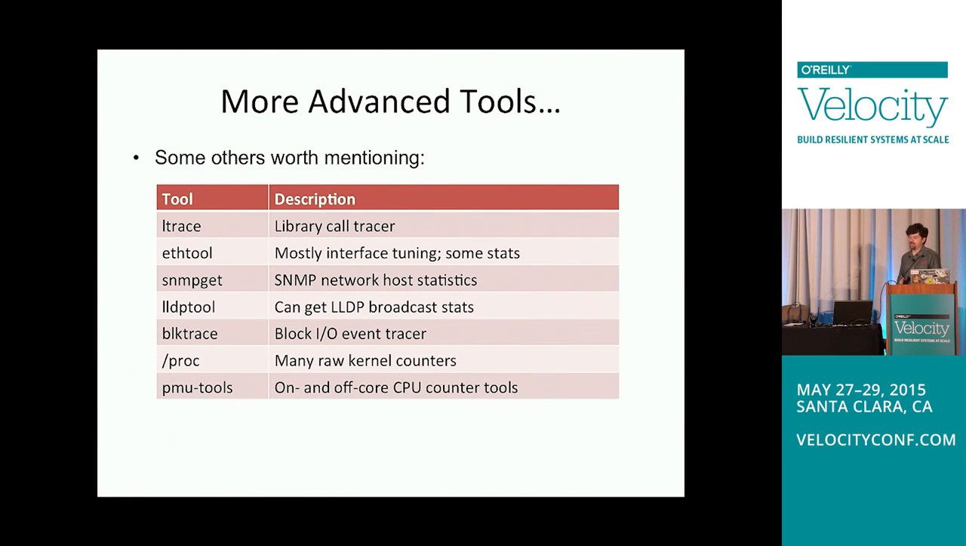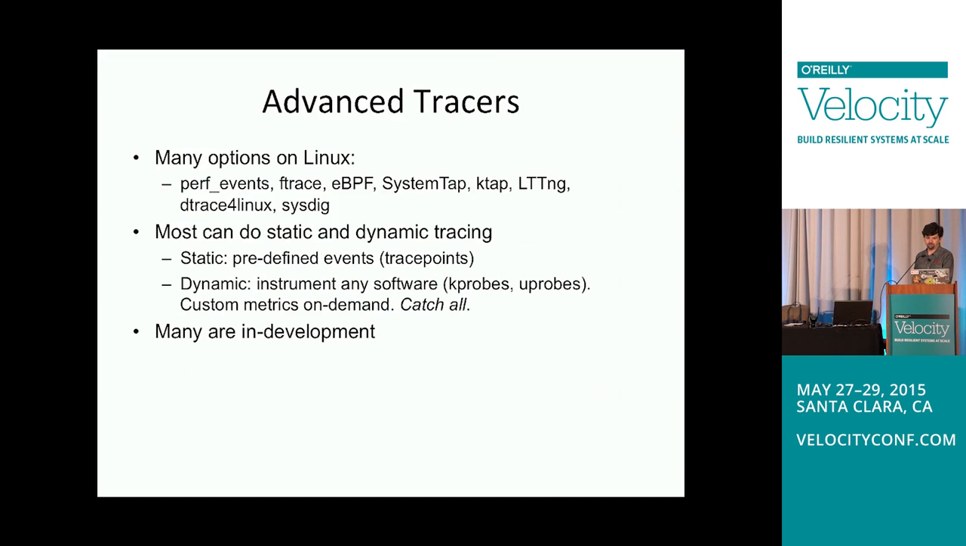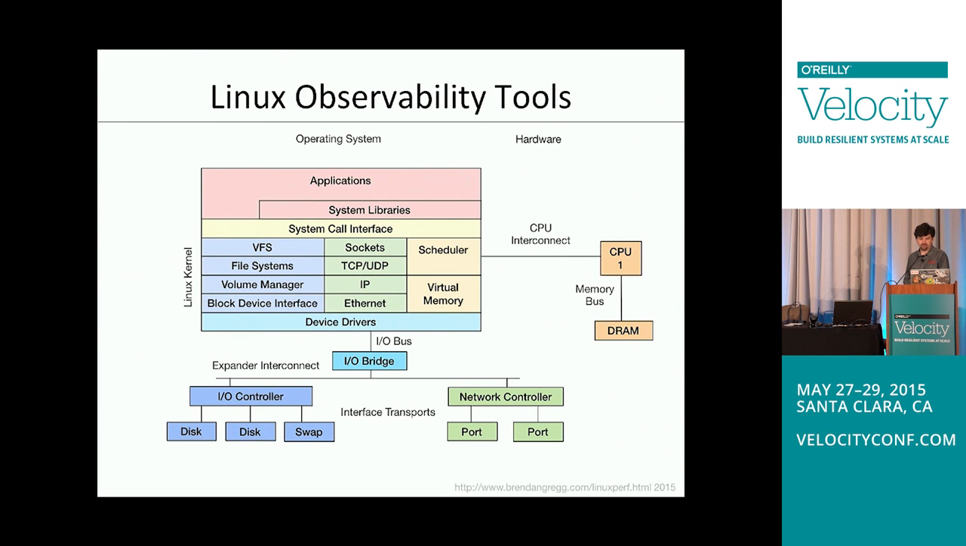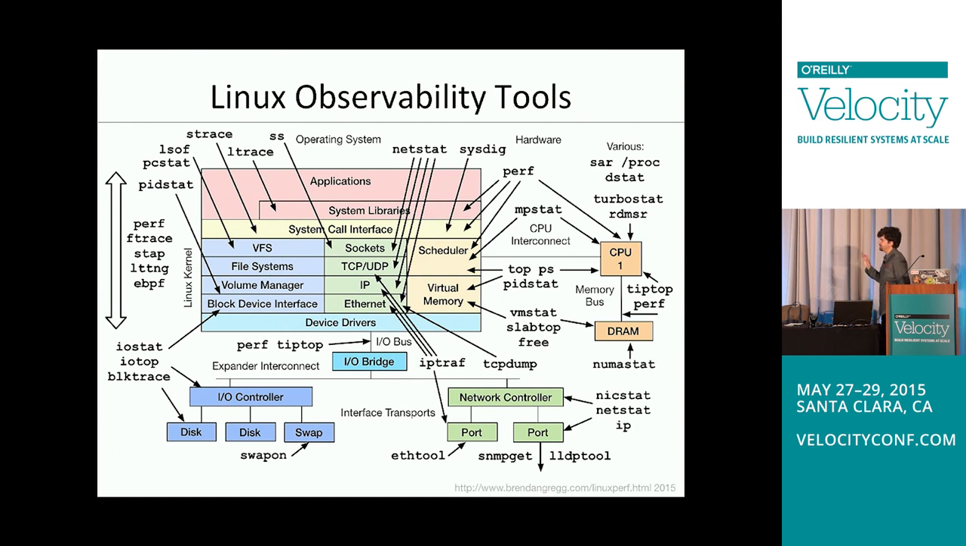Other advanced tools I want to mention include things like ltrace for library calls, ethtool for interface tuning, snmp, and so on. I've got a separate section on traces. So there's my diagram of the Linux observability tools, which I keep updating and putting online. I have this printed out and put on my cubicle wall.